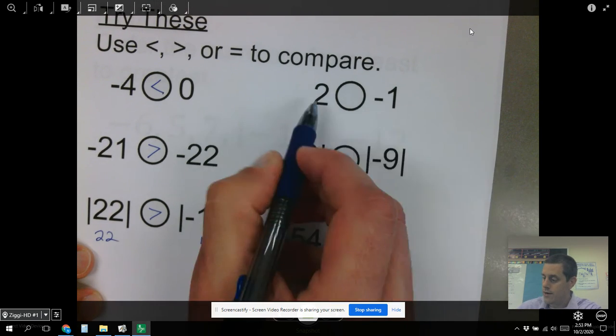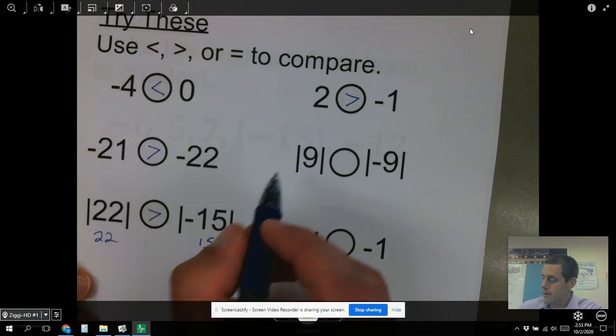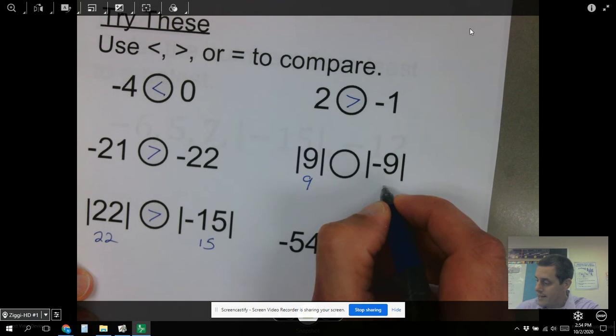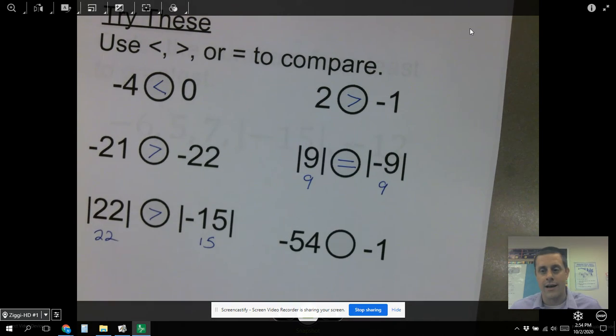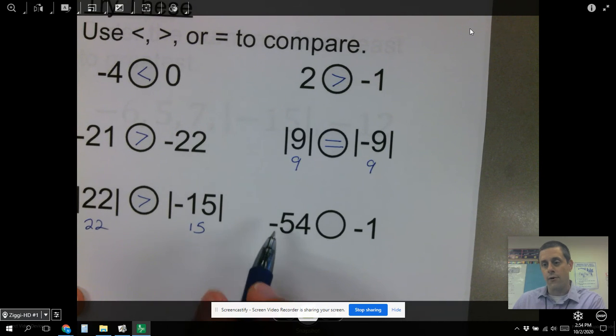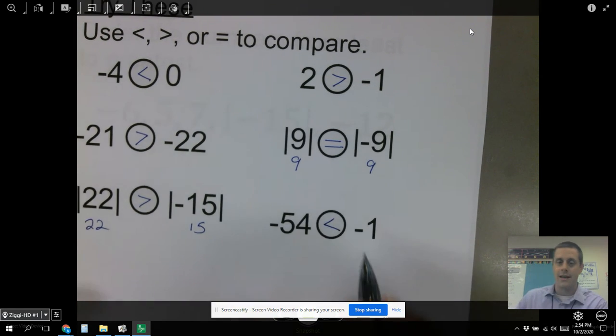Next, 2 and negative 1. 2 is further to the right than negative 1, so it is greater than. The absolute value of 9 is 9. The absolute value of negative 9 is 9. Those values are equivalent, so the absolute value of 9 is equal to the absolute value of negative 9. And finally, comparing negative 54 to negative 1. Negative 54 is much further to the left of 0 than negative 1, so it is less than.